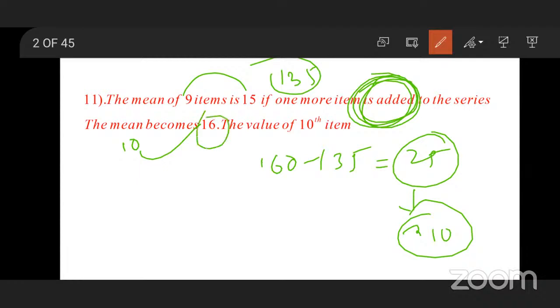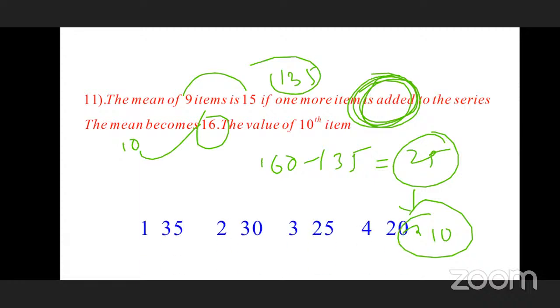But what is the difference? 160 minus 135 is equal to only 25. The difference means the extra item we added, the 10th item. That's why x10 is equal to 25 is our solution. The third option is the correct answer.